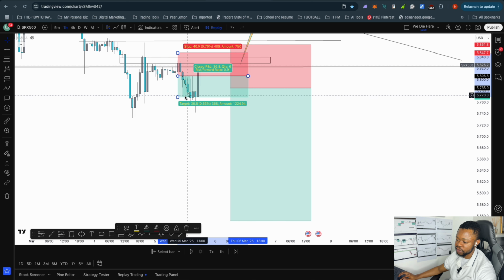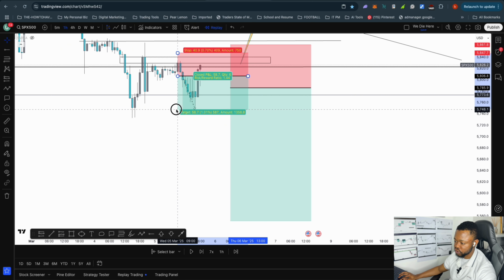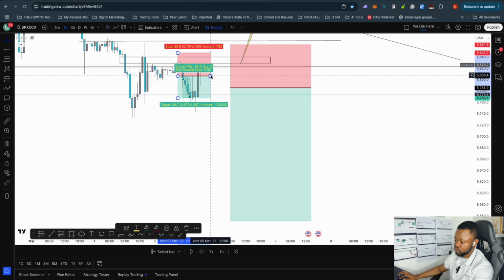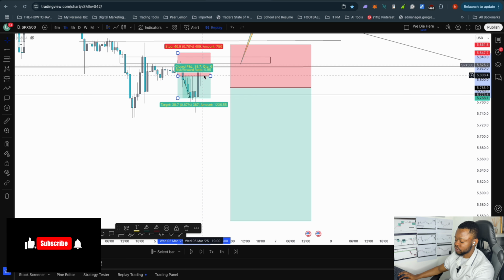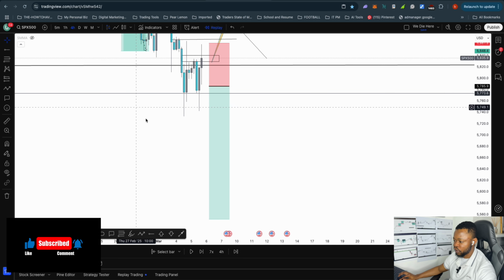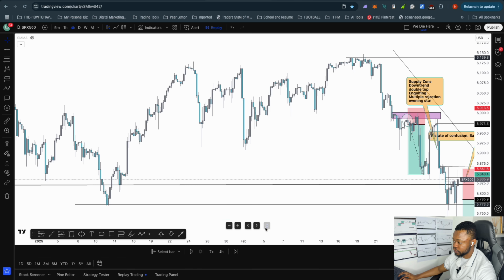Once price gives me a 1 to 1, there's no point. You can see price even stretched to about a 1 to 1.4, so there's no point allowing price to come and take you out on stop loss. You just take a break even instead of allowing it to stop you out. So this was a scratch, so I had to scratch this trade. With that, I had to come back to the 4 hour and wait for another opportunity.